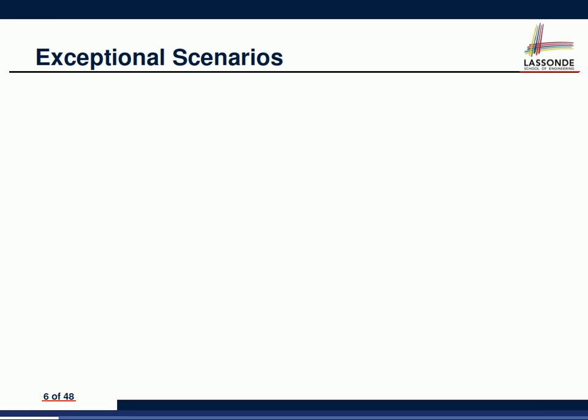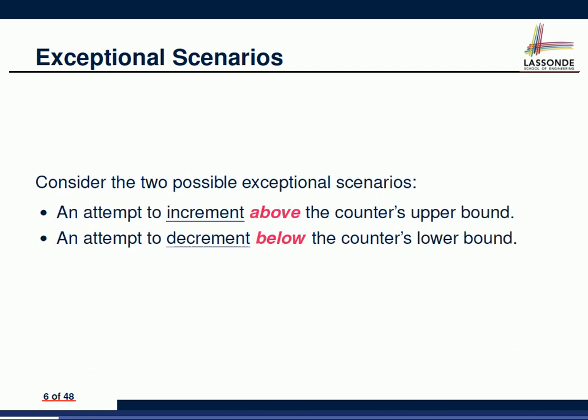So if the counter value has already reached its maximum, we should not allow it to increment further. In that case we have to throw an exception instead. Symmetrically, if we are trying to decrement and the counter value is currently 0, the minimum, we cannot decrement further. We should throw an exception. So you should not increment above the maximum, and you should not decrement below the minimum.